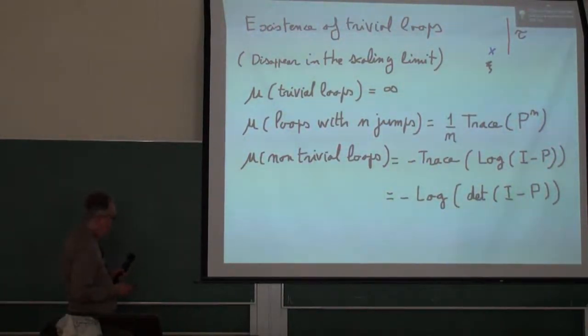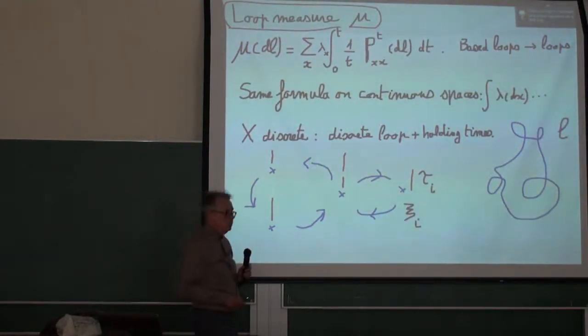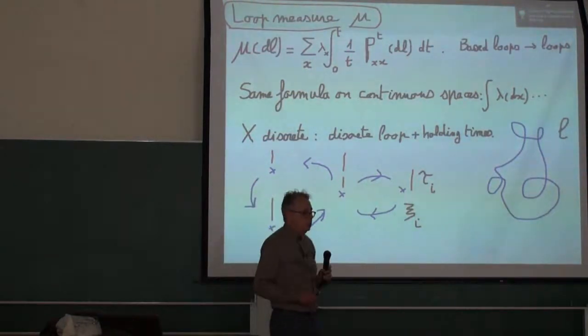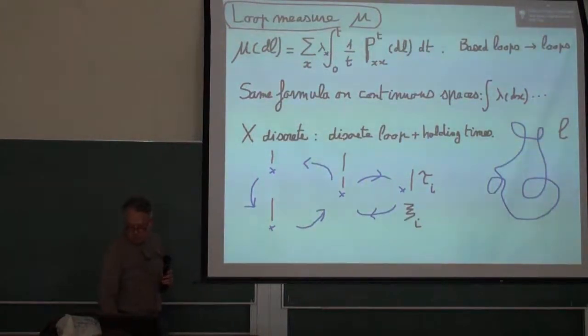So, in fact, let me show you again the definition. You see, this has infinite mass because there is an integral from 0, oh, there is a mistake here, sorry, it's 0 to infinity. So anyway, because of the 1 over t near 0, this has infinite mass near 0. It means there are infinitely many loops with very small duration, and they will be trivial loops.